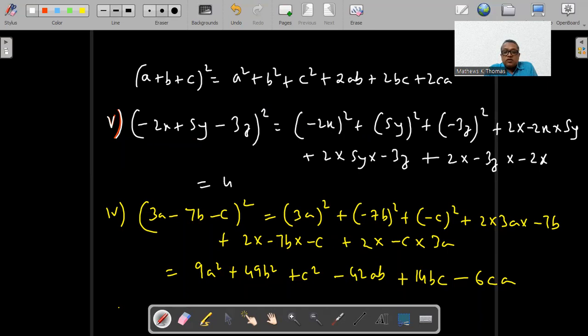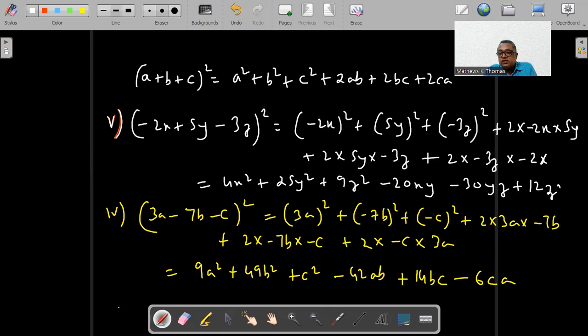So we get the answer here: 4x squared, 25y squared, 9z squared. 2 into 4, 5 is 20. So minus 20xy. Just make sure of the negative sign here, minus 20. Then we have the next: 2 into 5, 10, 10 into 3, 30, minus 30yz. Then you have two negatives here, so that will become positive. 2 3s are 6, 6 2s are 12. So plus 12zx. So this will be answer number 5.